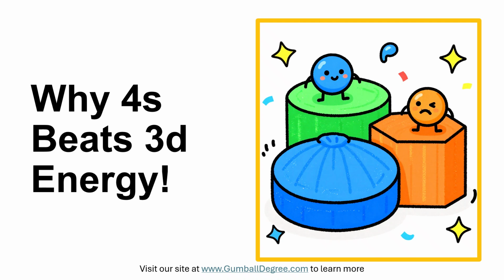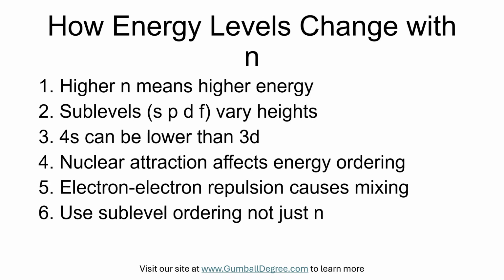Energy levels generally increase as the principal quantum number n increases, though sublevel energies can overlap, so a higher n sublevel sometimes lies lower in energy than a lower n sublevel. Think of electron shells like stairs.